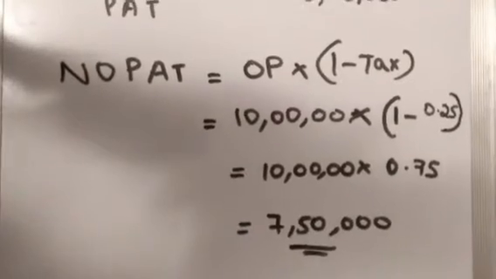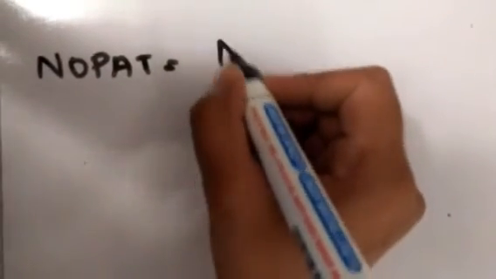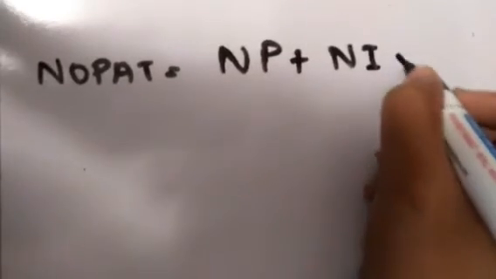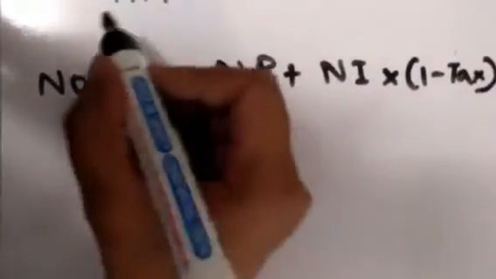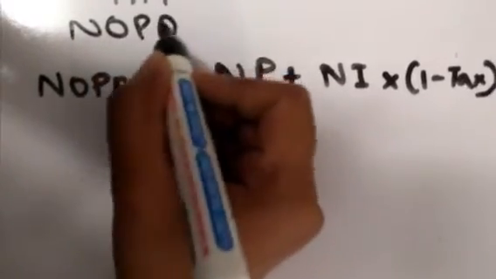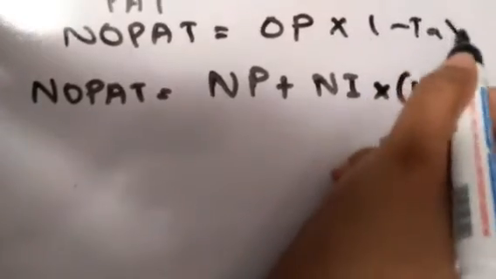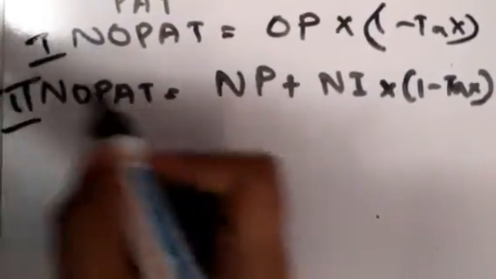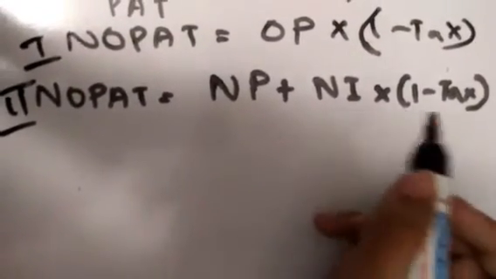Now we can see the second method to calculate NOPAT. The second method is NOPAT equals net profit plus net interest into 1 minus tax. In the first method, we used NOPAT equal to operating profit into 1 minus tax. In the second method, NOPAT is net profit plus net interest multiplied by 1 minus tax rate.